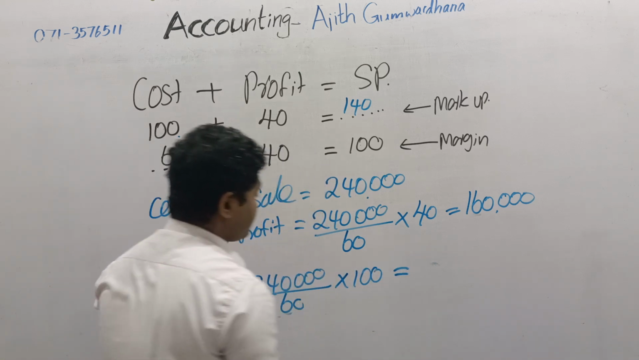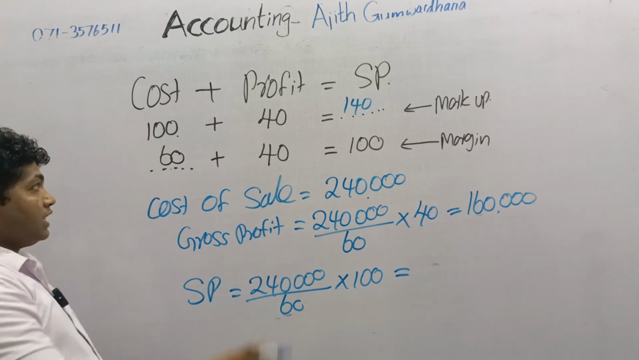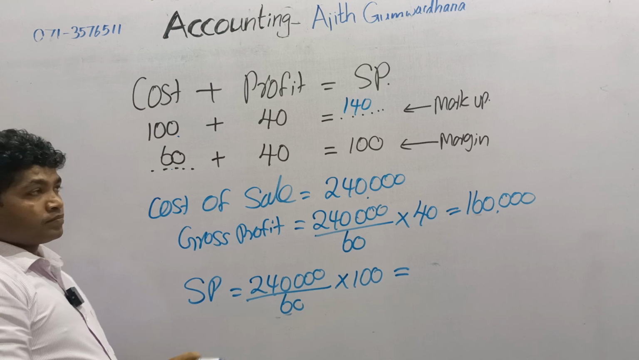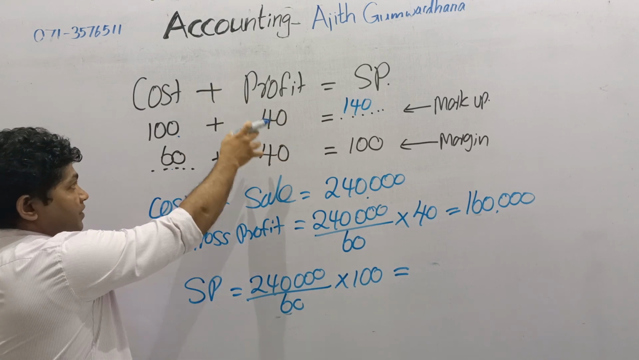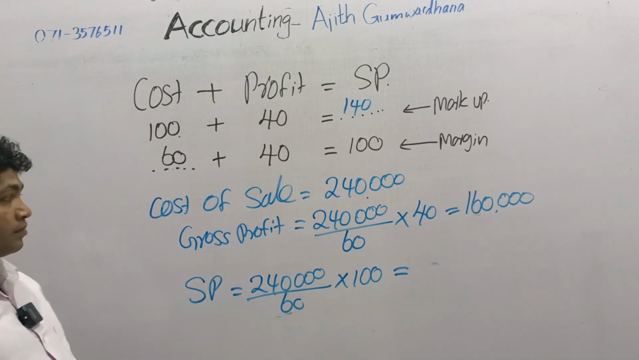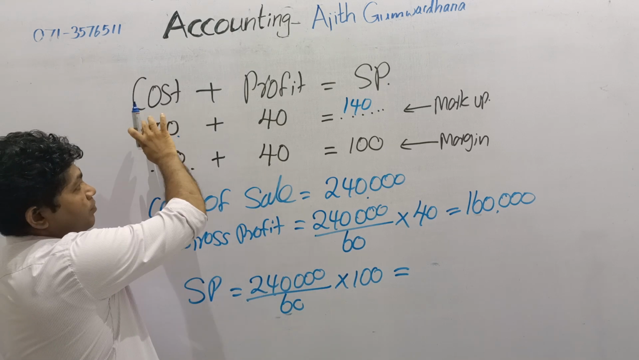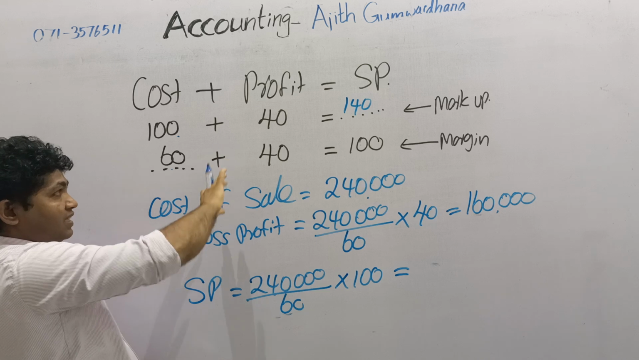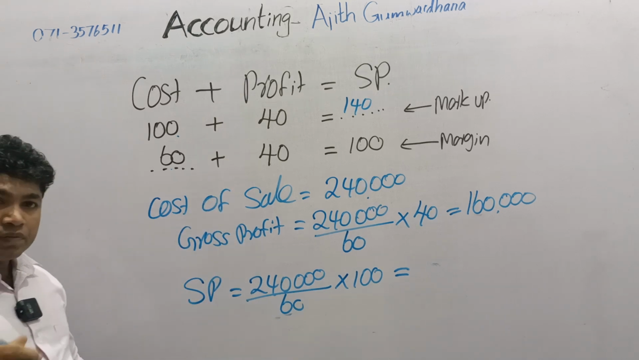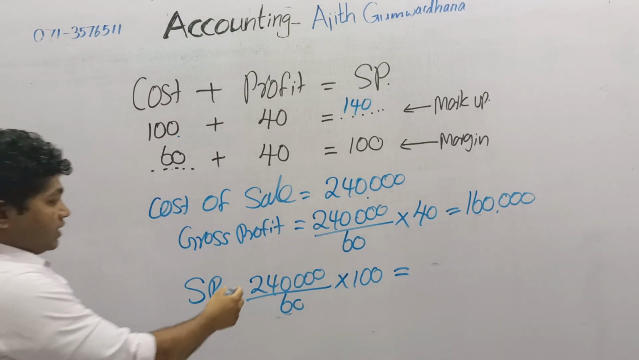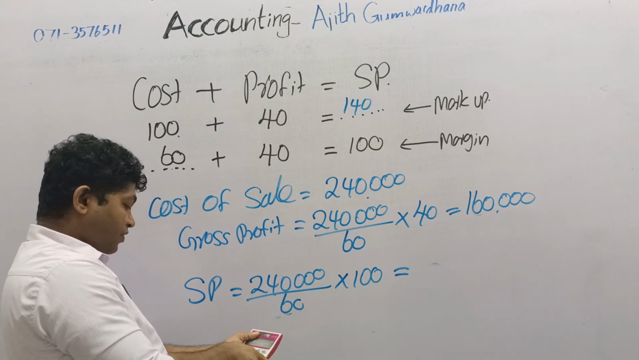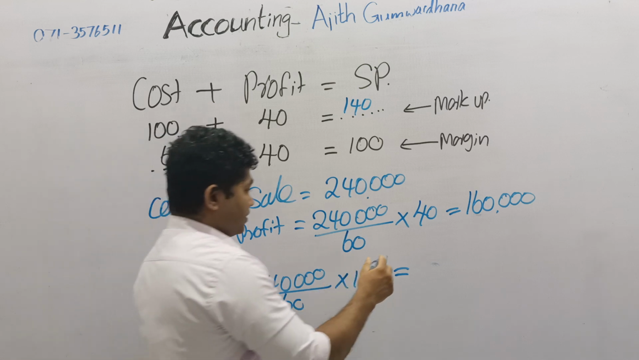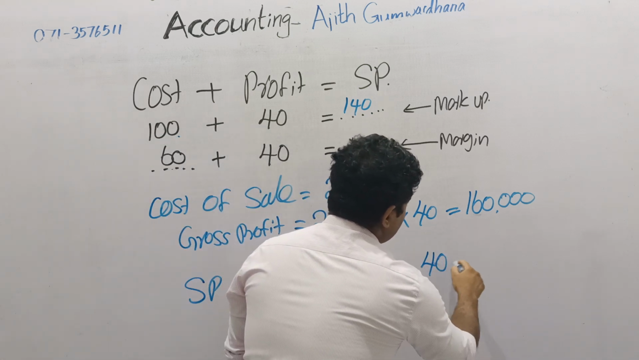Think by using profit markup and profit margin, if cost value is given, profit and selling price can be calculated. If selling price is given, profit and cost of sales can be calculated. Given cost of sales, think how to apply profit markup and profit margin and calculate gross profit. Then 240 divided by 60 into 100 equals selling price. Then selling price equals rupees 400,000.